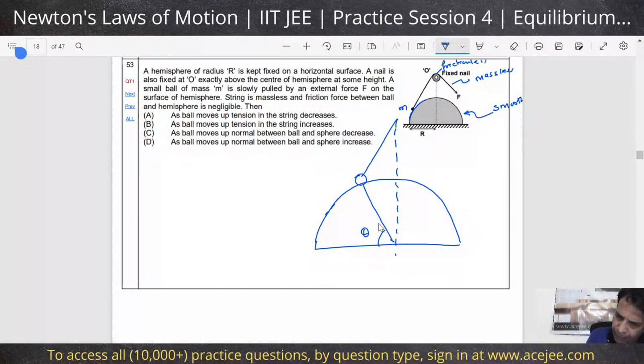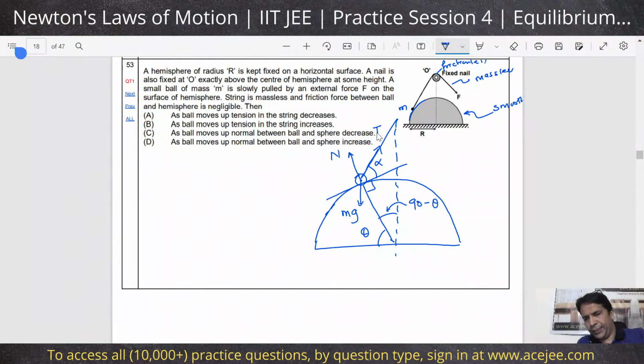This angle is theta, and this is your tangent. Let's call this angle alpha, and this angle 90 minus theta. Normal force is acting on the mass M in this fashion. Mg is acting downwards, and the tension T is acting along the thread.